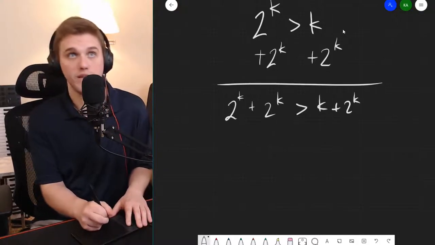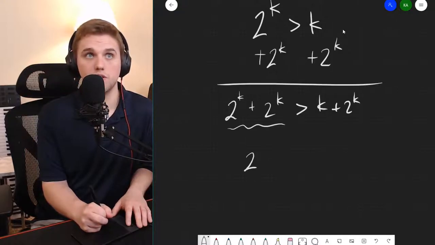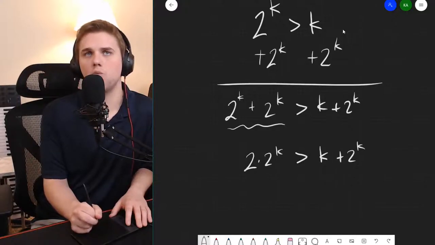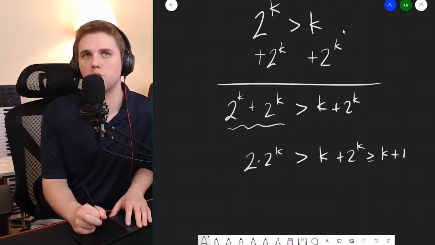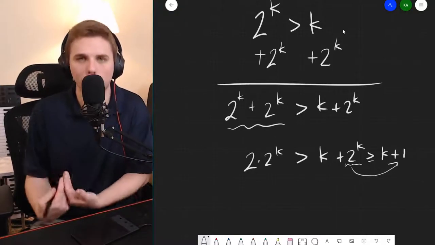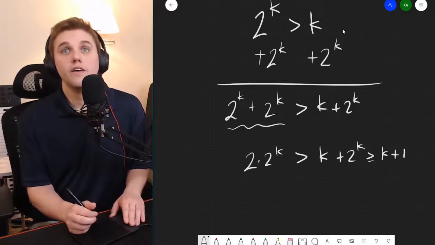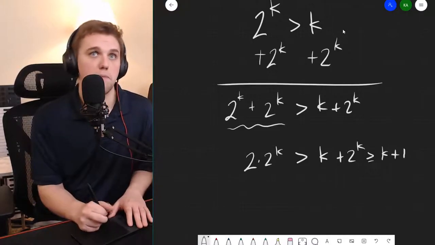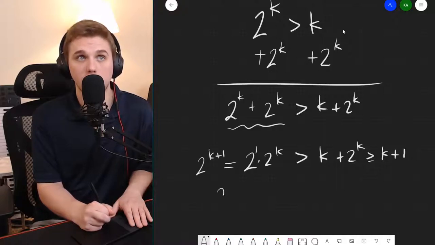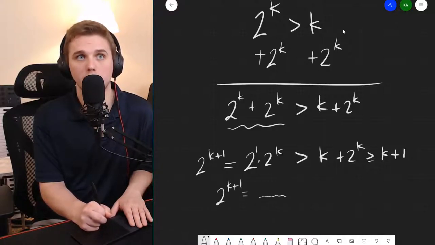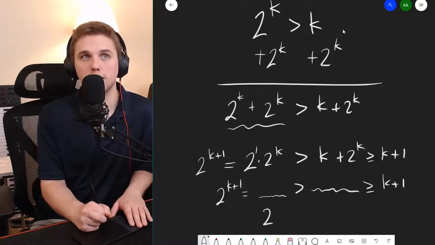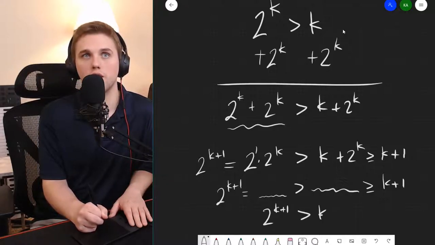And so again, this combines to 2 times 2 to the k is greater than k plus 2 to the k. And while we're here, this is greater than or equal to k plus 1, right? We can replace this with just a 1, and we get a lower value because, again, 2 to the k is greater than or equal to 1. Don't forget that. For all k greater than or equal to 0, you get to assume that. On the left-hand side, this is just 2 to the k plus 1. So this just says that 2 to the k plus 1 equals something, which is greater than this number, which is greater than or equal to k plus 1. And this means that 2 to the k plus 1 is greater than k plus 1.